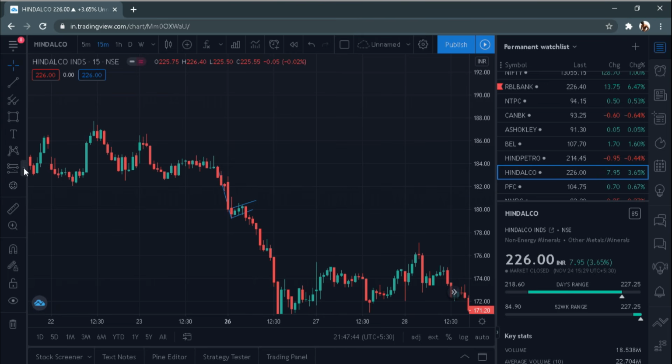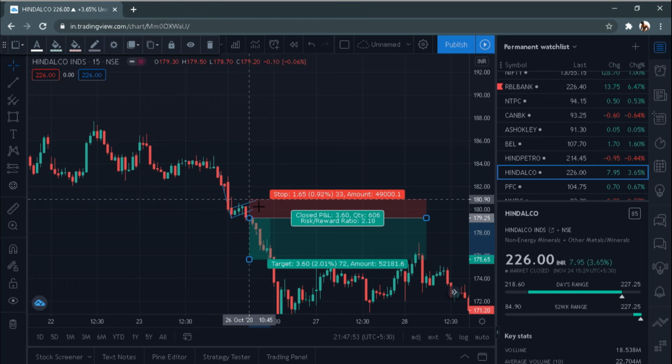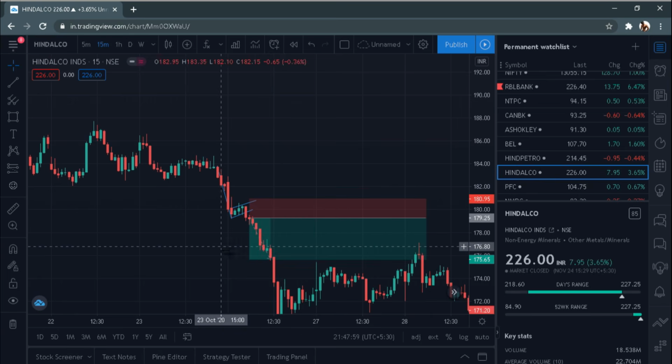The entry will be after the breakdown candle has been closed, so we will enter at this point, let's say, and our stop loss will be above the upper trend line. That means where our flag pattern is invalidated. So our stop loss will be over here, and our target will be as long as the flagpole. It is ending at 179.25 and starting at 183.75.